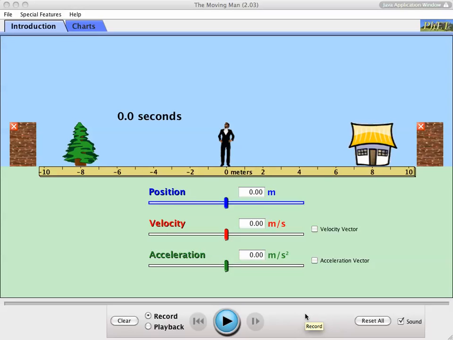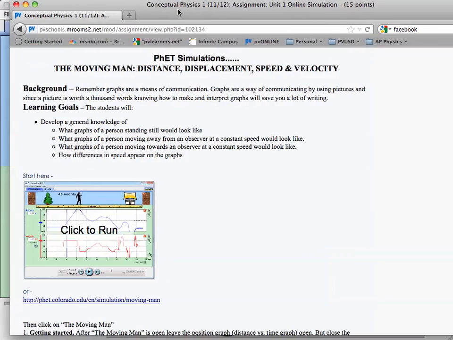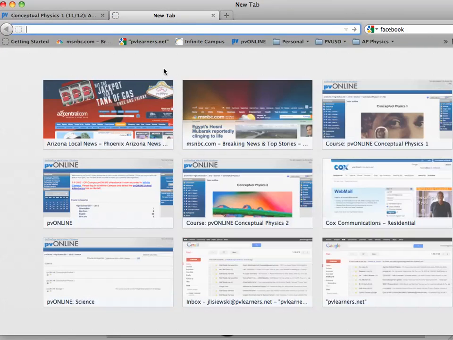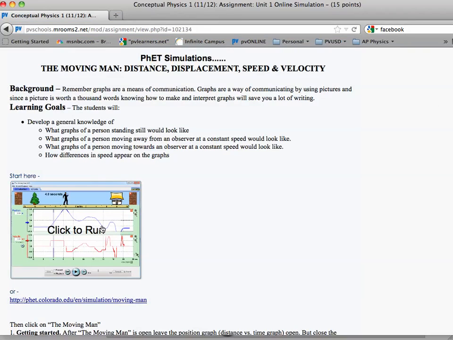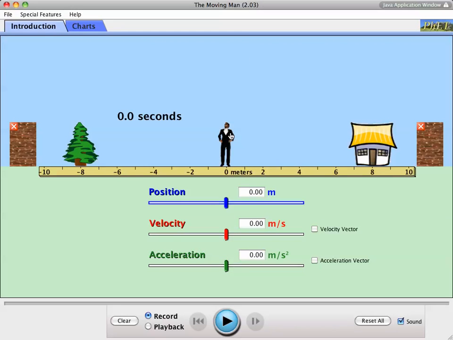Okay, we're doing our first simulation, and it's using a website from the University of Colorado. They have some wonderful simulations for physics and chemistry and biology and whatnot. So you'll be familiar with this site by the end of the course. When you go to this page, you'll see our website, and you're going to hit the click to run. Whoops. And you'll get to a screen that looks like this.